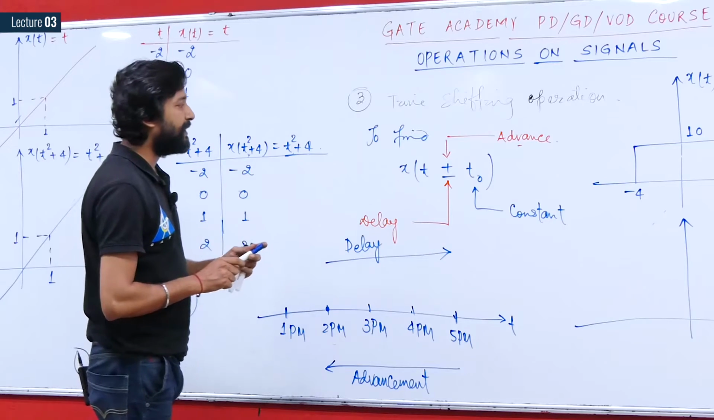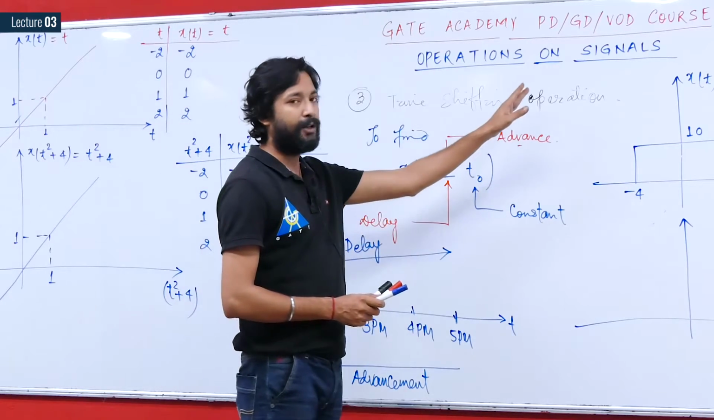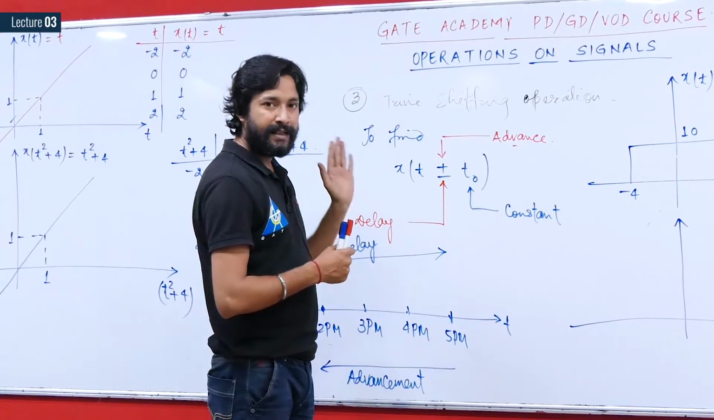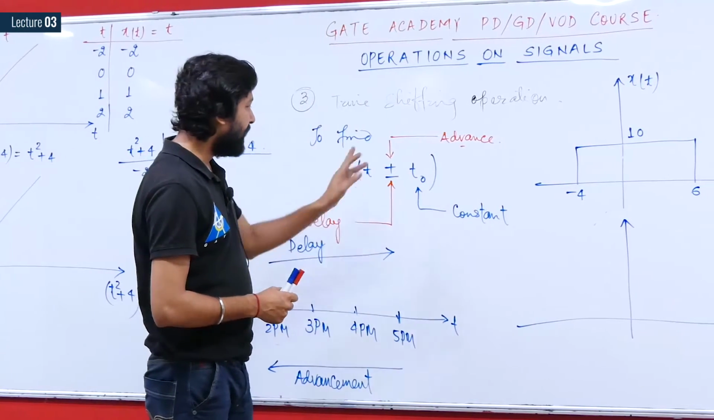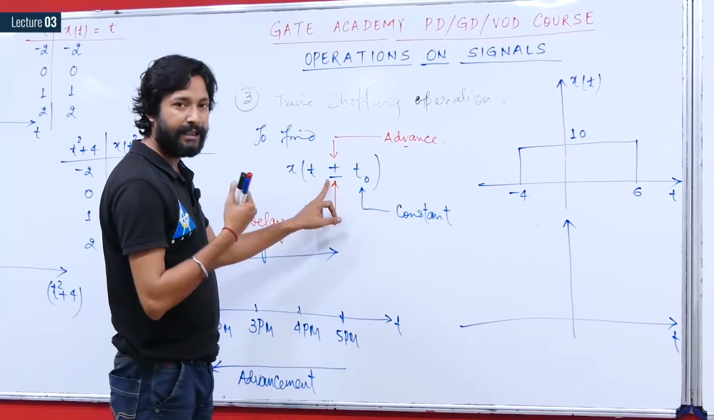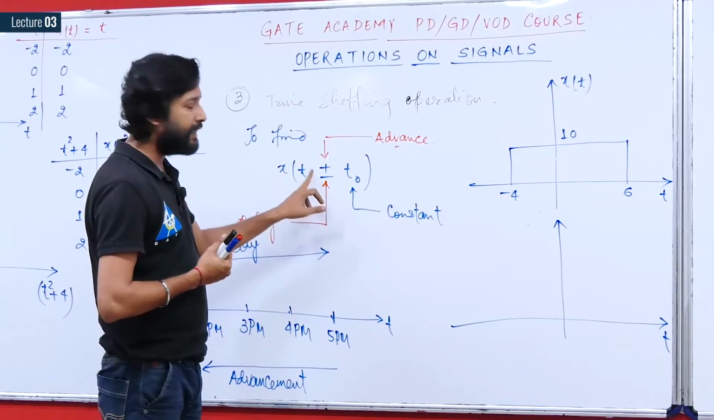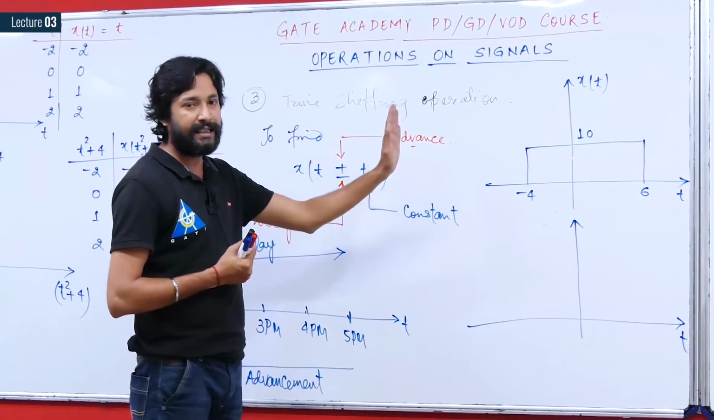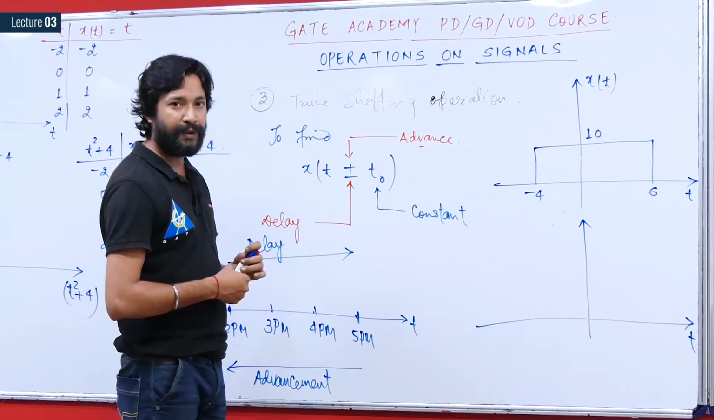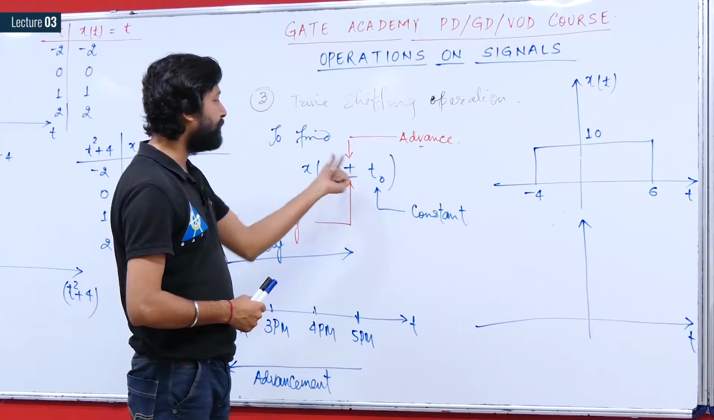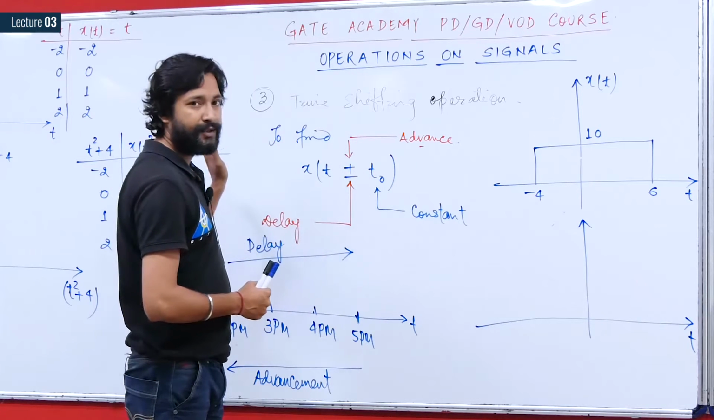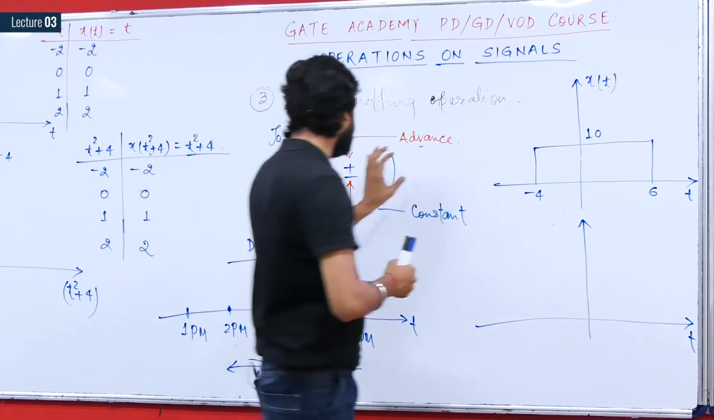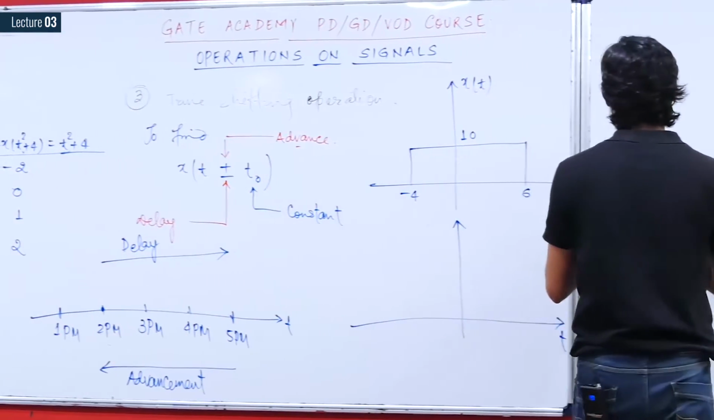So these are the operations. If you have to time shift any operation, then you must slide that signal either to the right hand side or the left hand side. And if it is a negative sign, then it means you have to delay that signal. Therefore, you will be shifting that signal towards the right hand side. If there is a plus sign, then you will be advancing that signal, therefore you will be shifting that signal toward the left hand side.